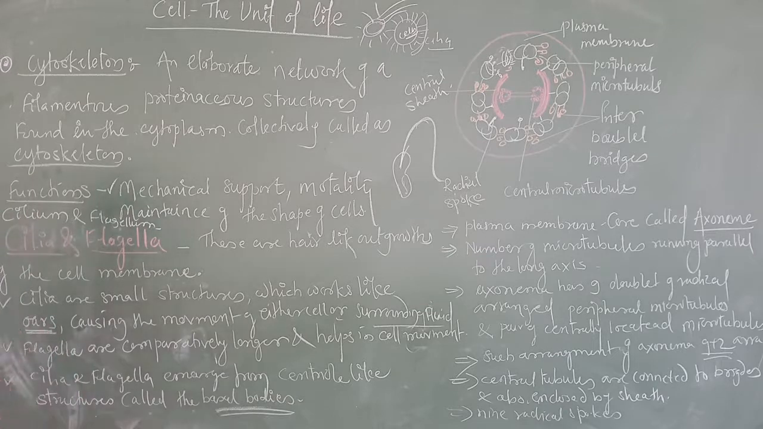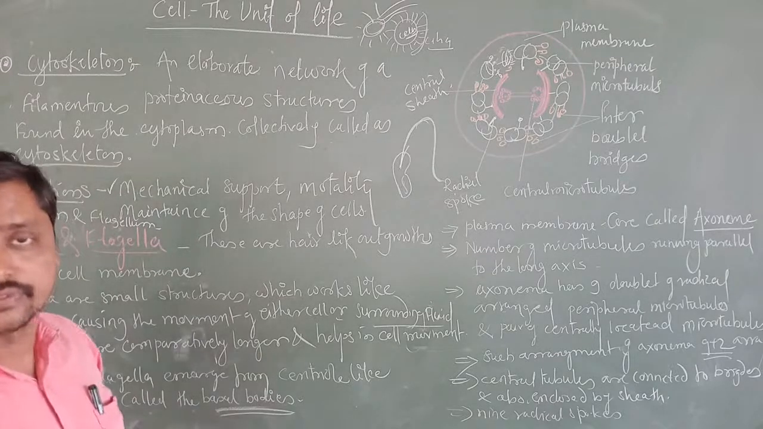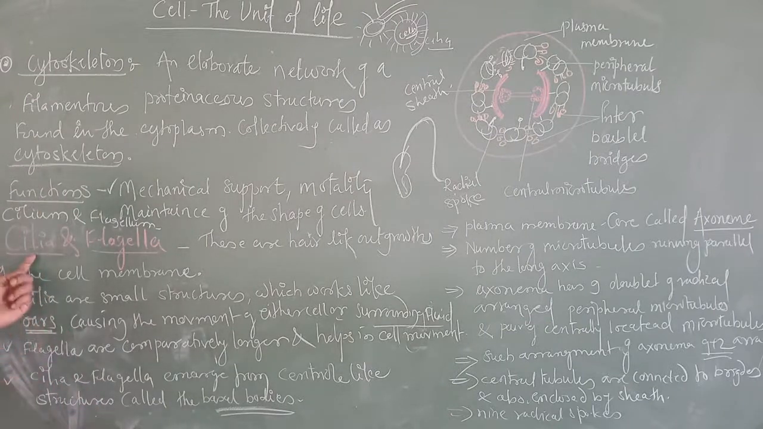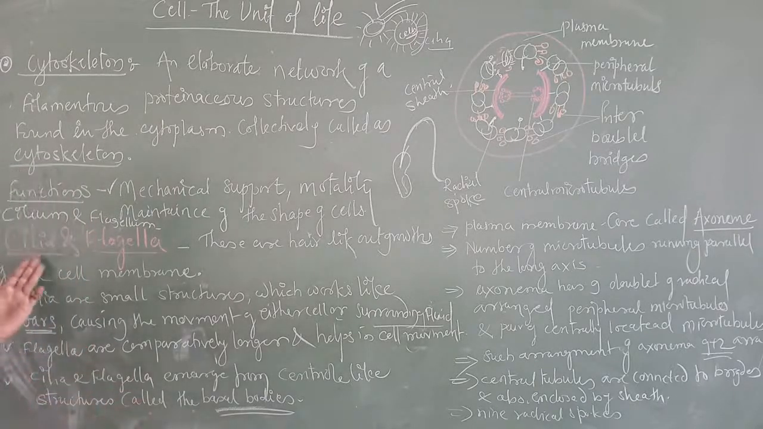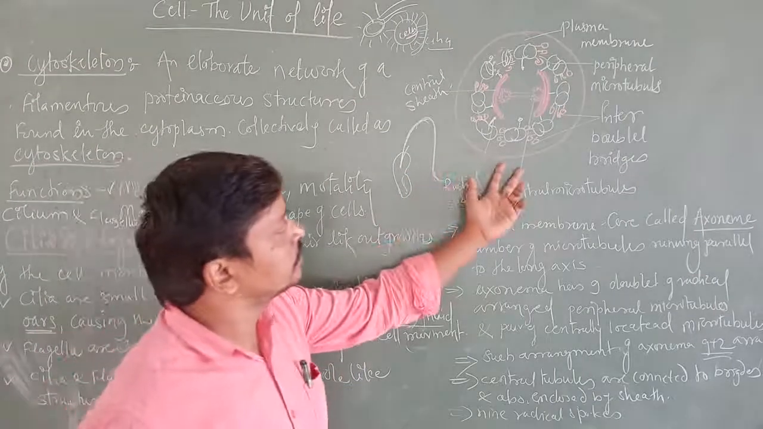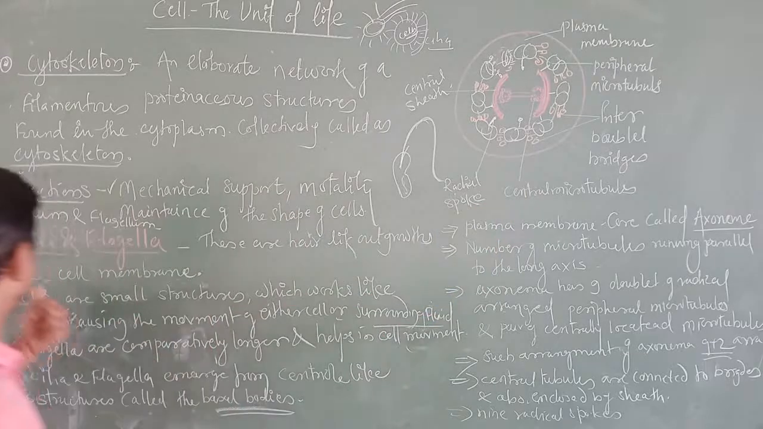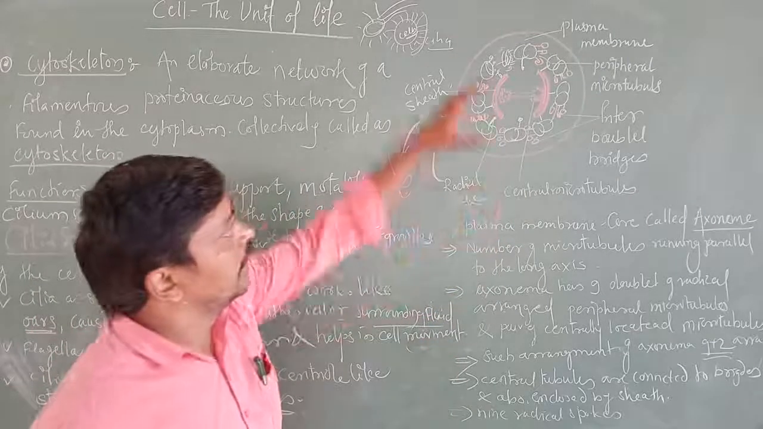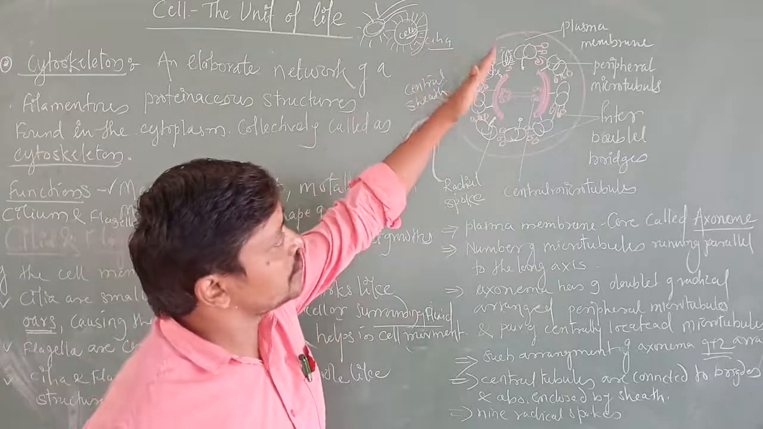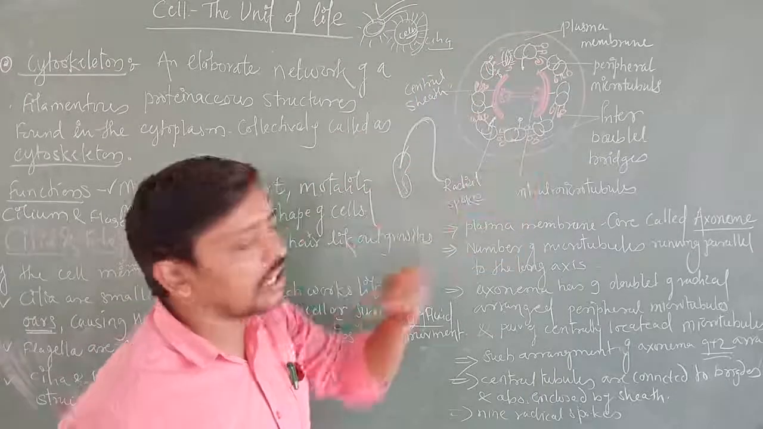Now, after this, we are going to study the section. When we take a section of cilia and flagella and observe it under the electron microscope, what different structures are we going to observe? Here I have drawn the diagram of a section of cilia and flagella. First you should know how you are going to draw the structure.